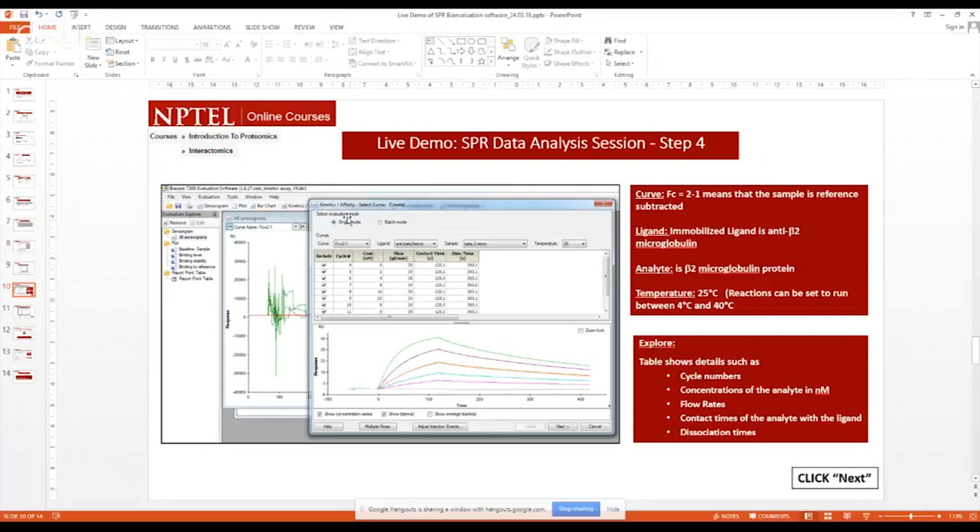Now we are going to run the evaluation in a single mode. What happens in a single mode is you can deselect any of these curves. You can deselect any of these conditions to choose whatever best fits what you want to study. If you do it in batch mode, then everything will be selected. Now you click on next.